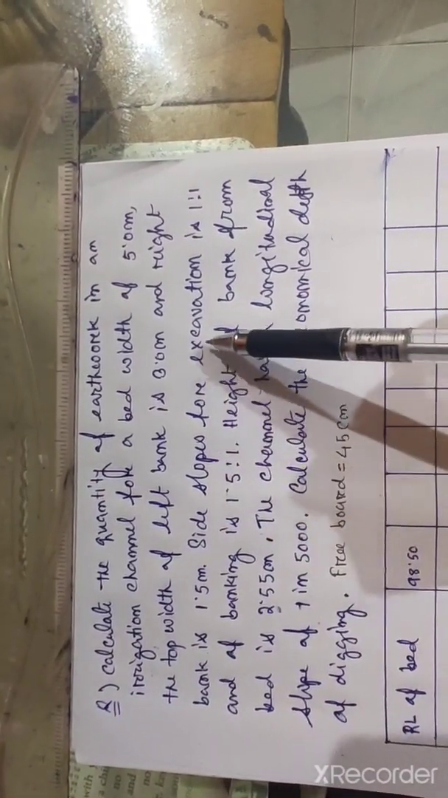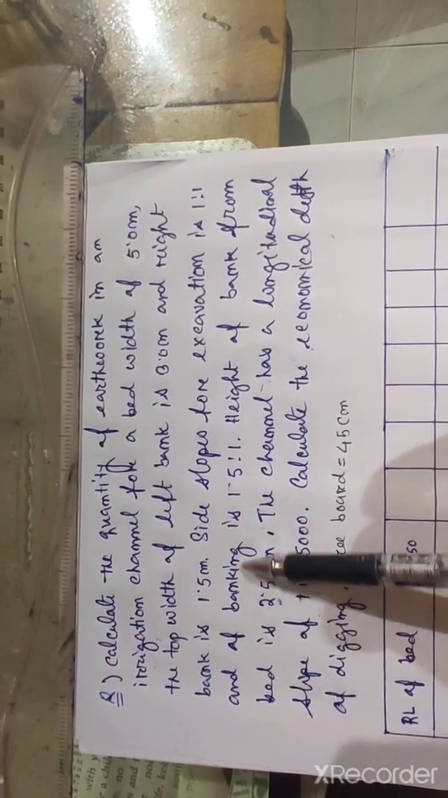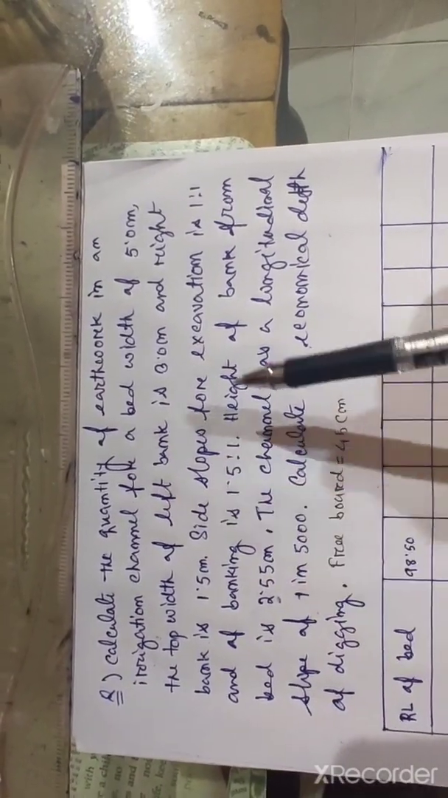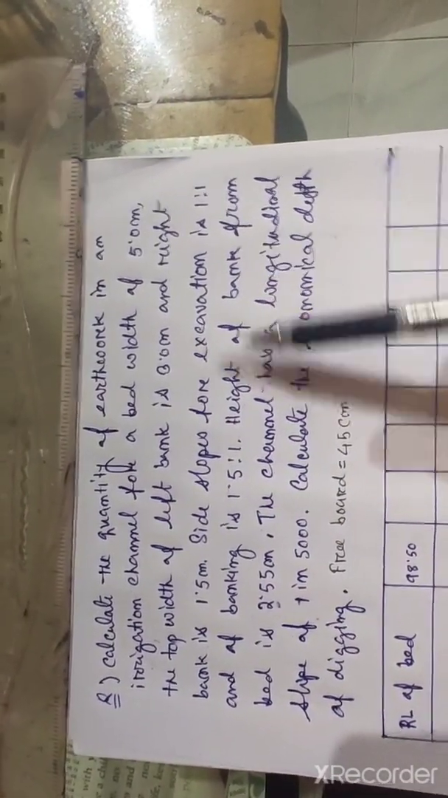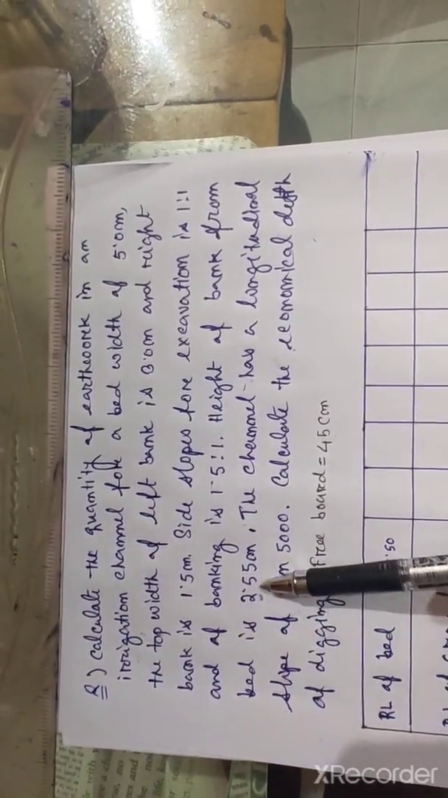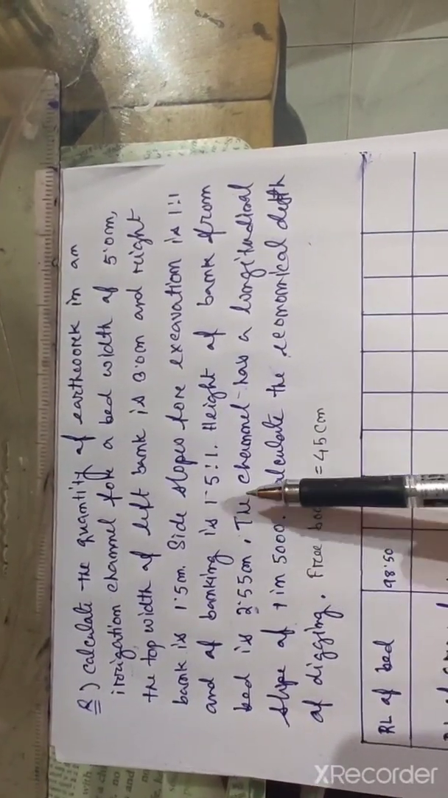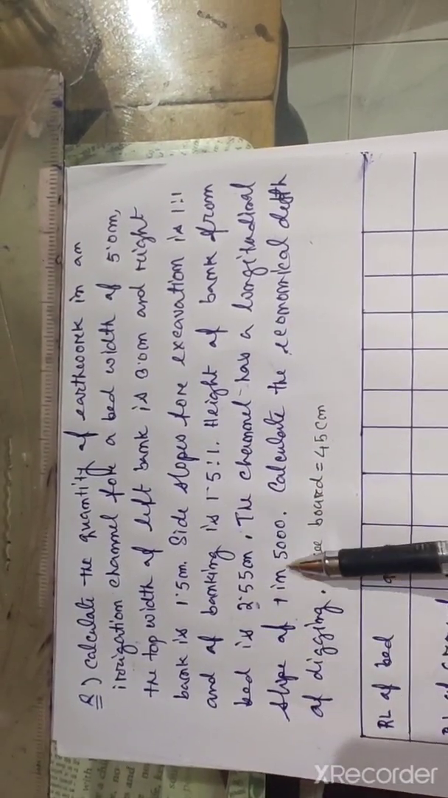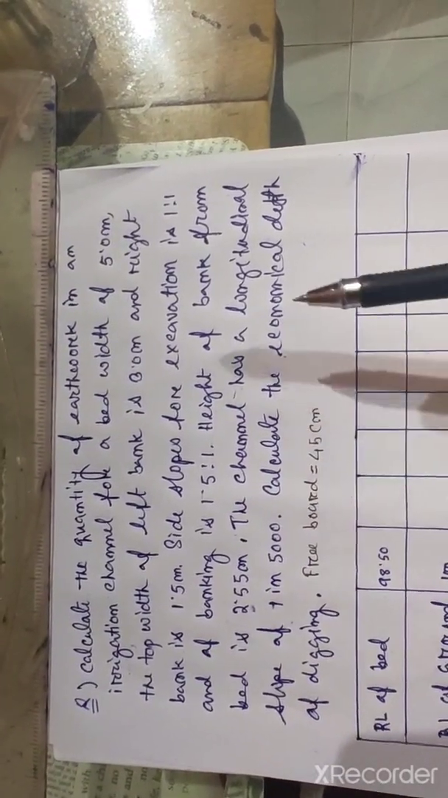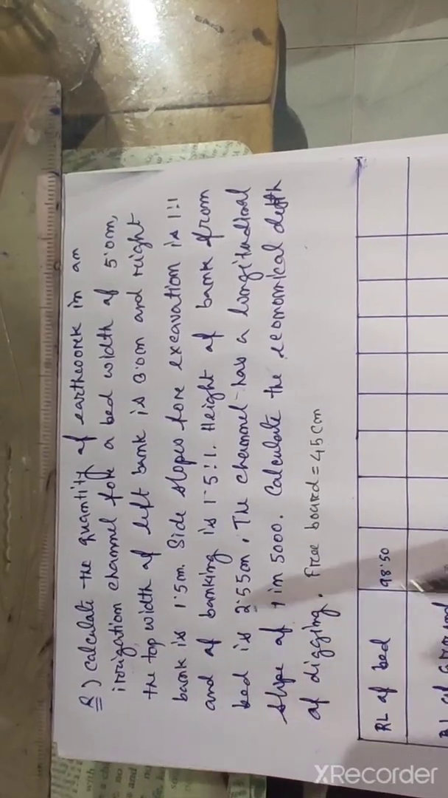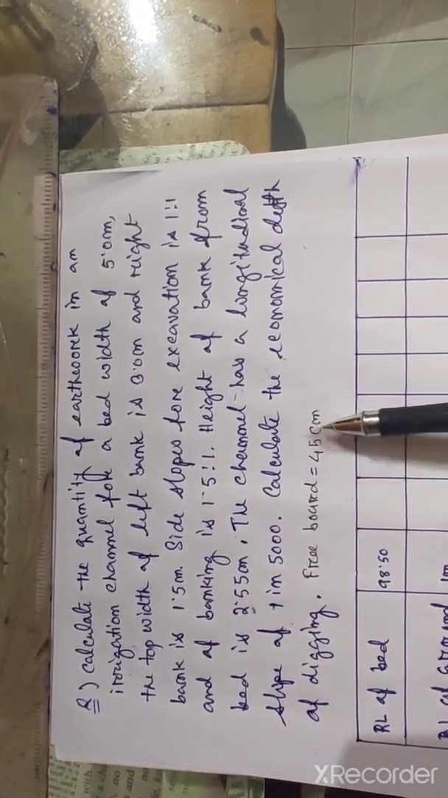Side slopes for excavation is 1:1 and for banking is 1.5:1. Height of the bank from the bed of the channel is 2.55 meter. The channel has a longitudinal slope of 1 in 5000. So also calculate the economical depth of digging. There is a freeboard of 45 centimeter.